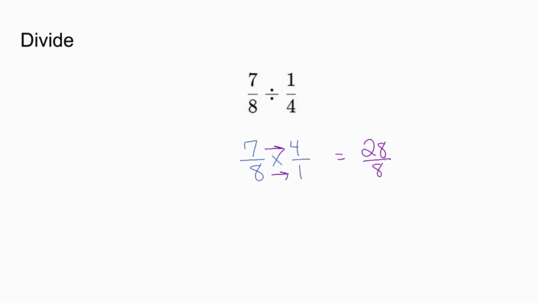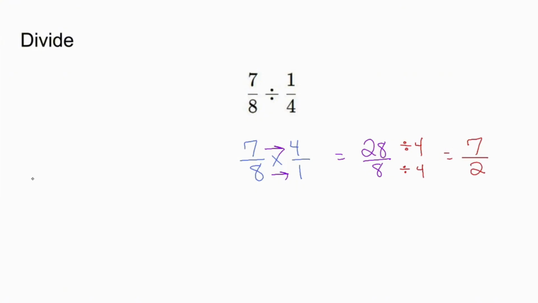Now you may notice that both of these are divisible by 4, which means we can simplify this fraction. So let's divide the numerator by 4, and let's divide the denominator by 4. And when we do that, we get 7/2.